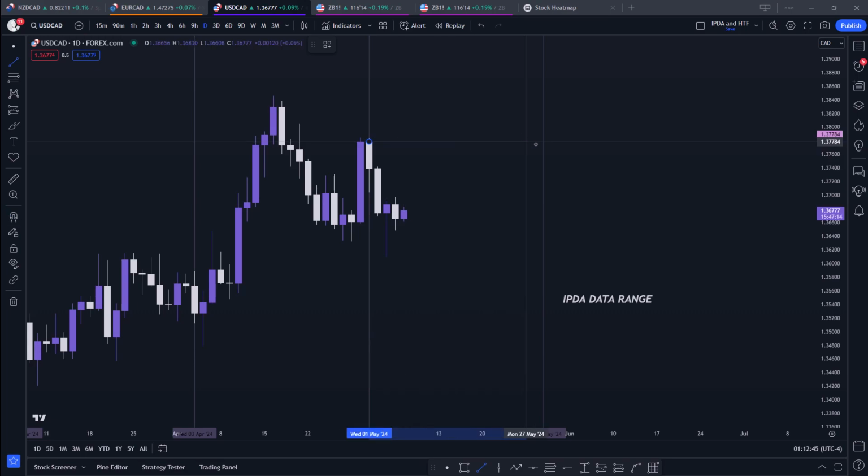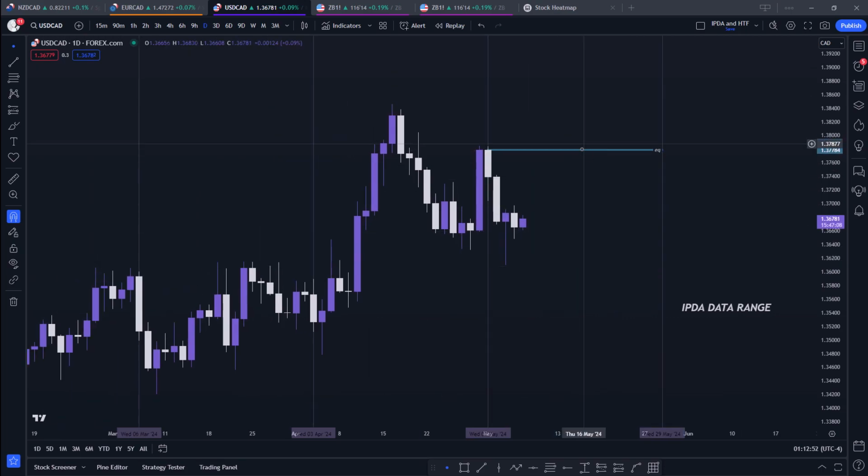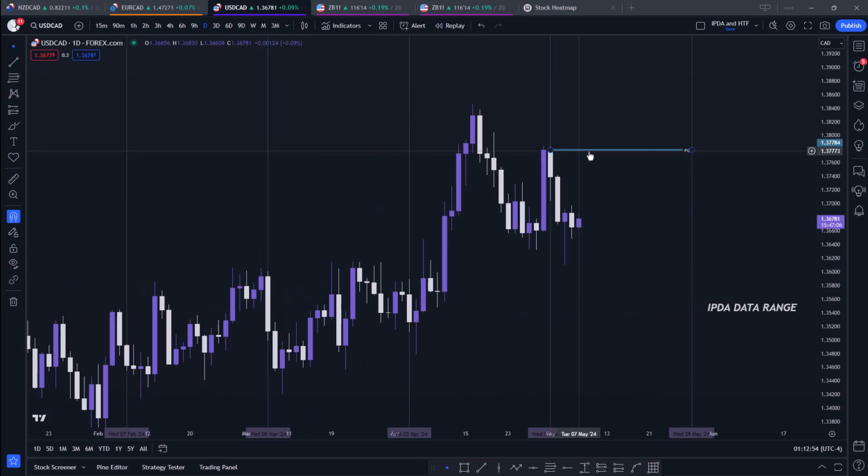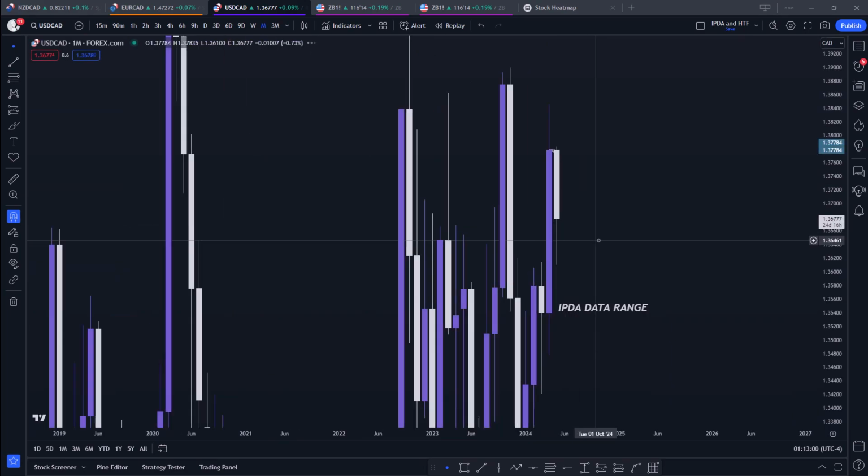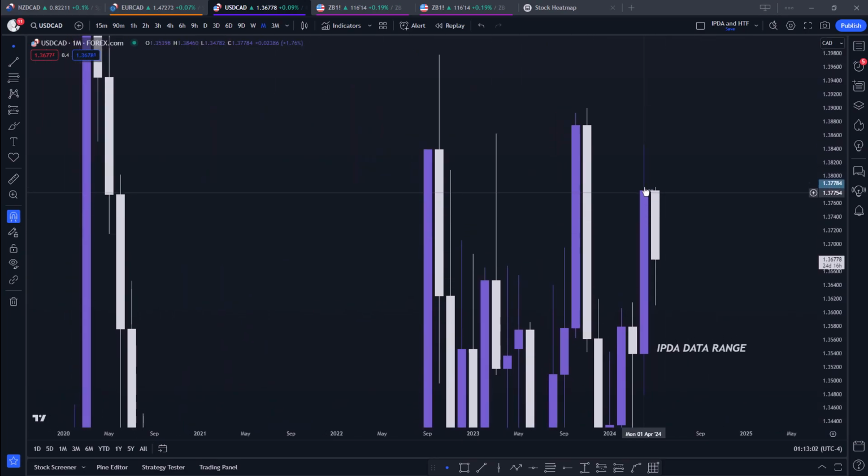So I draw the opening price out and I label it as my EQ. The reason I label it as EQ is to show me that that's the equilibrium. That's where we opened up in the month. Because when you look at the monthly time frame, you would notice that the EQ is basically the opening price of this monthly candle. So that's where we opened up in the month.